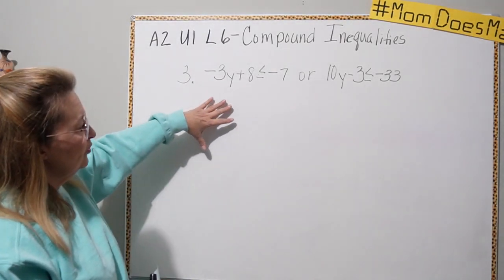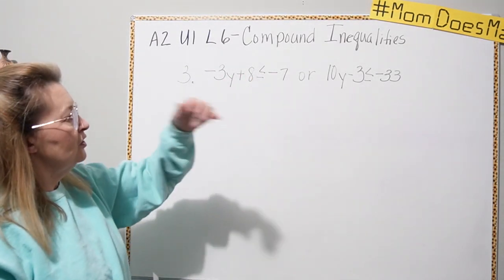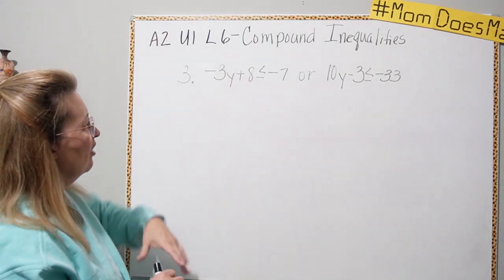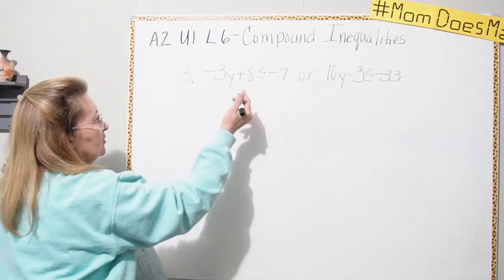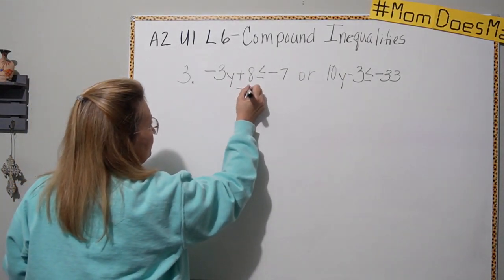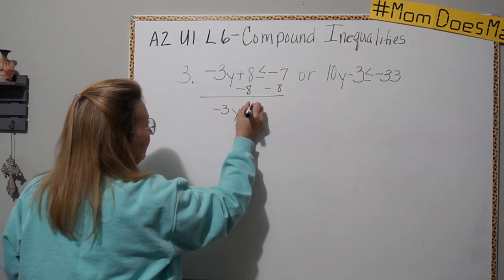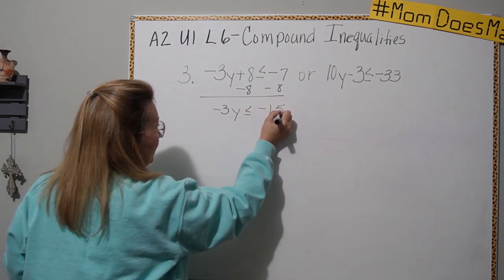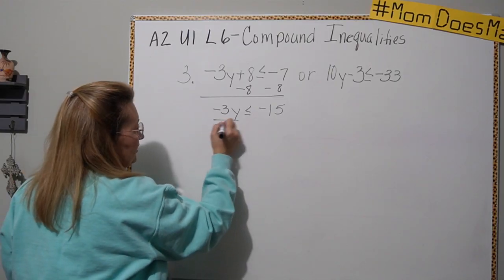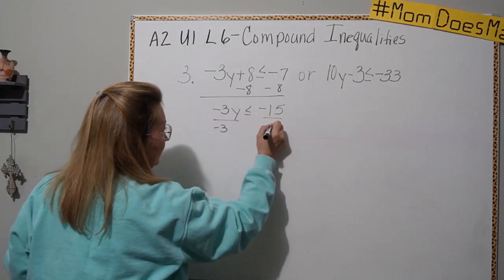Okay, let's look at number 3. Once again, we've got 2 inequalities, so let's solve both of these. All right, on this one, we're going to start off, let's get rid of the 8, subtract 8 from each side. So now I have -3y is less than or equal to -15. Now I've got to get rid of the -3, so I'm going to divide by -3.